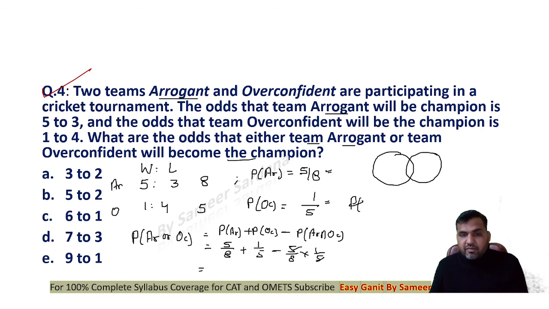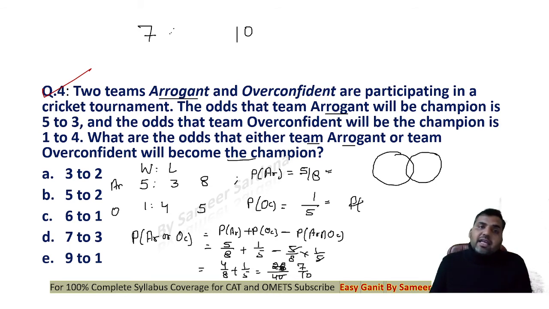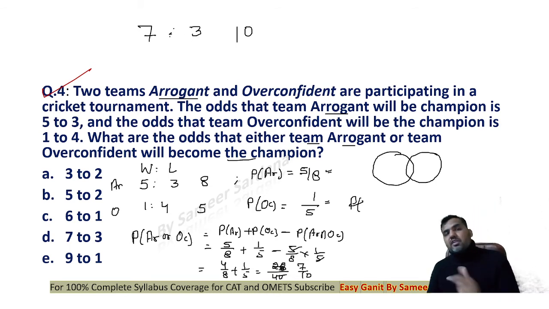5 by 8 plus 1 by 5 minus 1 by 8, that is 4 by 8 plus 1 upon 5. 8 into 5 is 40, and the numerator is 25. Sorry, this is 28, that is 4 into 7 over 4 into 10. So out of 10 chances, there are 7 chances that either one of them will win, and 3 that neither will win. So 7:3 is the correct answer. D is the correct answer of the question, guys.